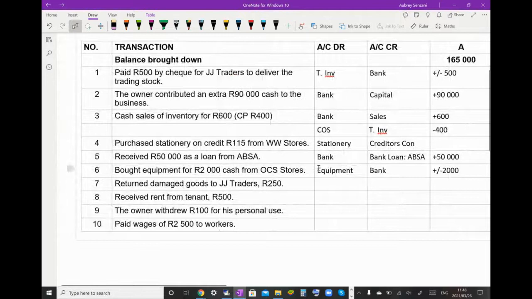Then we have returned damaged goods to JJ Traders. All right. How do we treat this transaction? This is the one you had some difficulties with. What must happen? Yes.